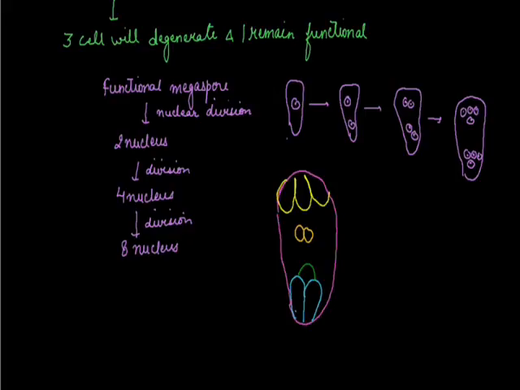Now we are discussing the topic again. These 8 nuclei arrange themselves in a definite pattern. 3 will move towards the chalazal end, these are the antipodals. This is the micropylar end.